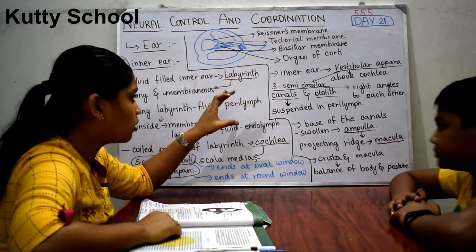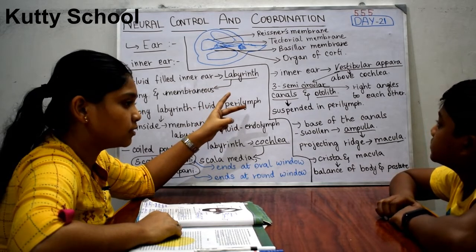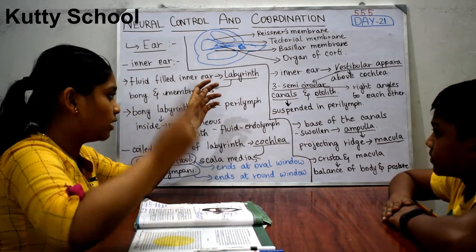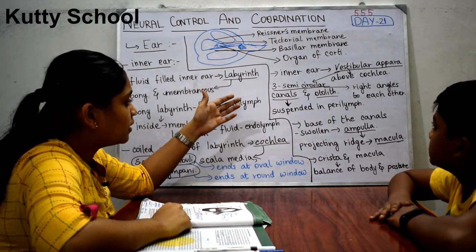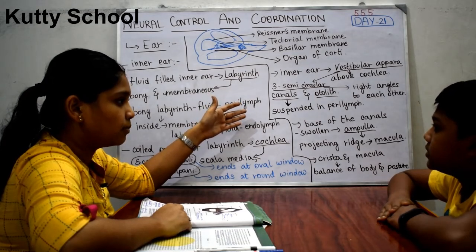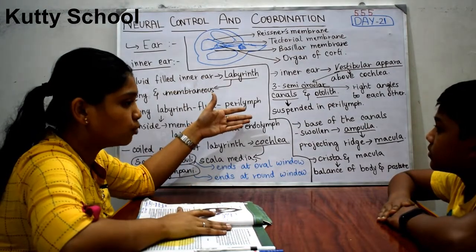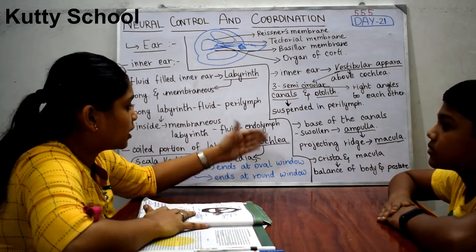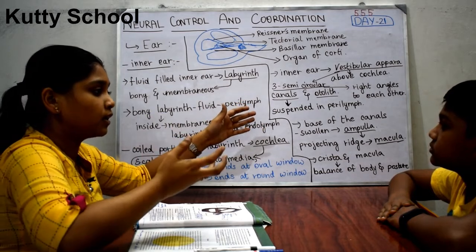It is present above the cochlea. This vestibular apparatus has 3 semicircular canals and otolith. These 3 semicircular canals are present at right angles to each other, and these canals are suspended in the perilymph of this labyrinth. They are fully suspended in perilymph fluid. The 3 canals are attached together, and the base of the 3 canals is swollen.